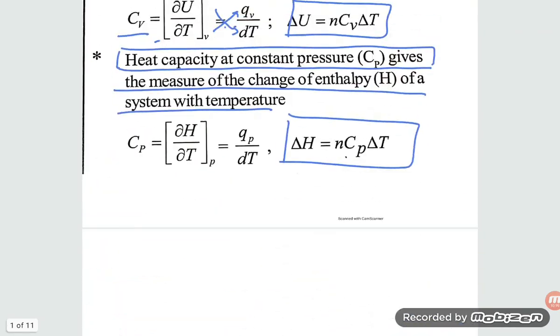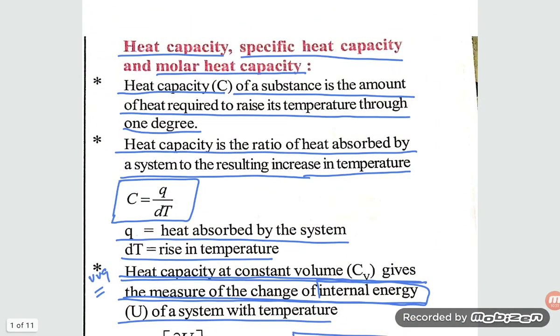Heat capacity is for whatever given amount of substance there is, when you increase the temperature by 1 degree Celsius. If you increase the temperature of 1 mole of a substance by 1 degree Celsius, it will be the molar heat capacity. And for 1 gram of the substance, it will be the specific heat capacity. So we have to keep both terms in mind.